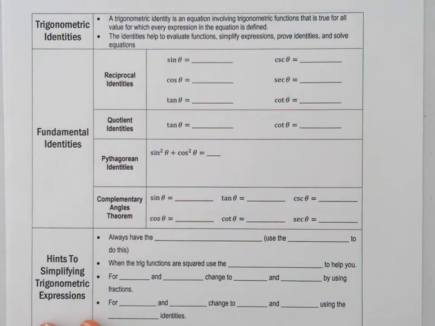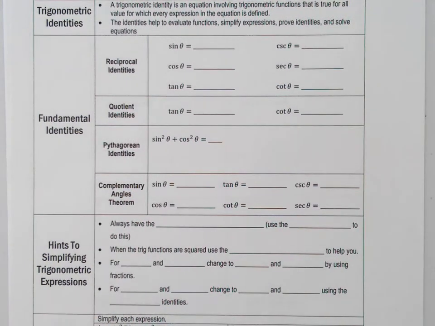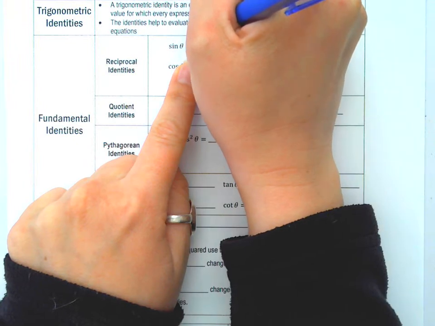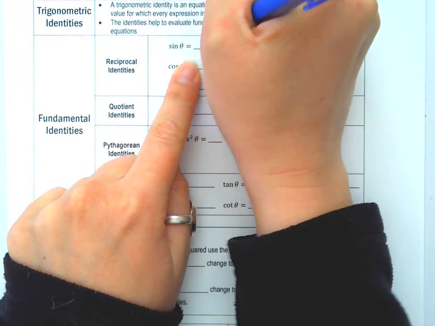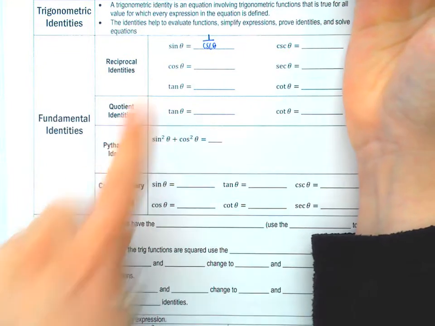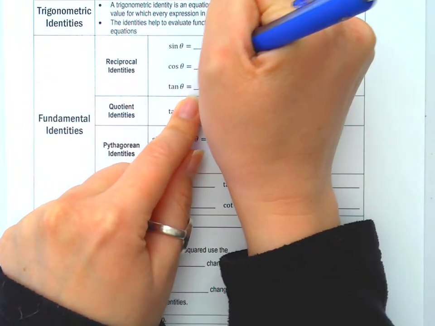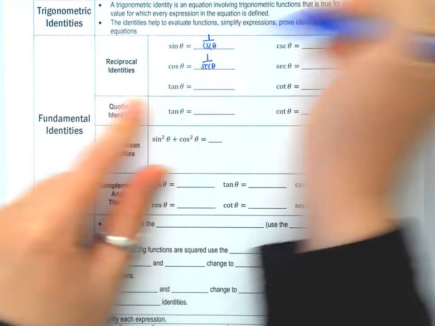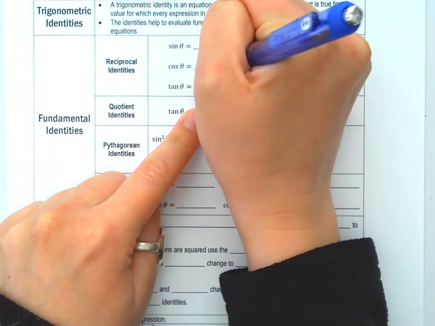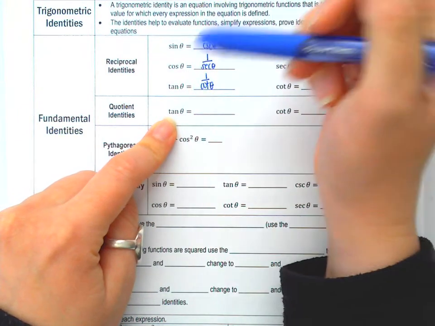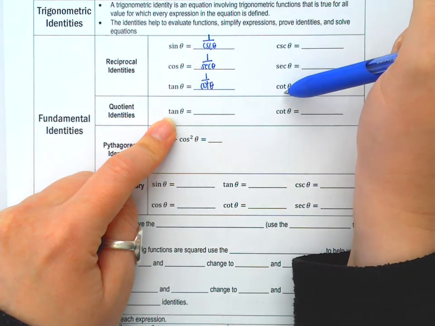Okay, so first is your reciprocal identities. We've been talking about those, you know those. The sine of theta is the same as 1 over cosecant theta. And then the reciprocal of cosine, 1 over secant theta, and then tangent theta is 1 over cotangent theta. And then cosecant, secant, and cotangent.